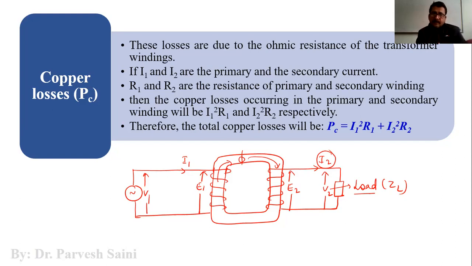Earlier, when the transformer was on no load, I2 was 0, but I1 was very negligible, which is only 2 to 5% of the rated primary current, and we call it the no load primary current, right? So this current is negligible.